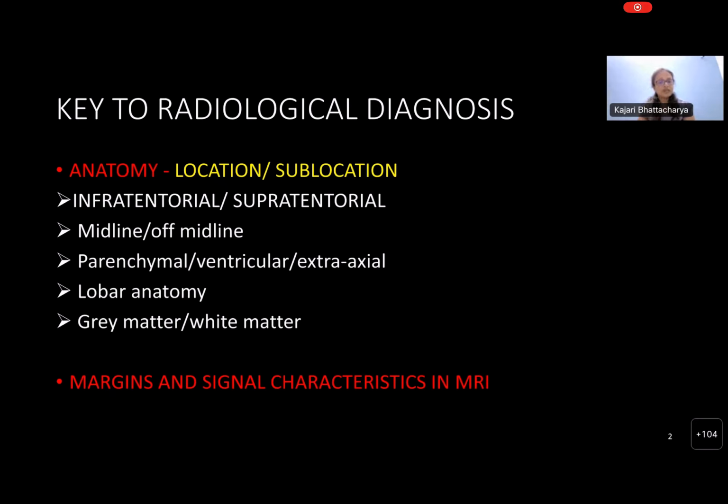So whether it's an infratentorial or a supratentorial tumor, whether it's midline or off midline, whether it is arising from the parenchyma or whether it's ventricular or extra-axial. And finally, if it's supratentorial, then which lobe it is arising from, and whether it's a gray matter lesion or a white matter lesion. All this information is made available to you when you look at the radiological images. And finally, the margins and the signal characteristics in MRI are also equally important because they give you an idea about a preliminary provisional diagnosis or differential diagnosis of what kind of tumor you are actually looking at.